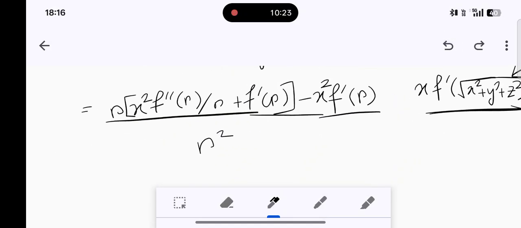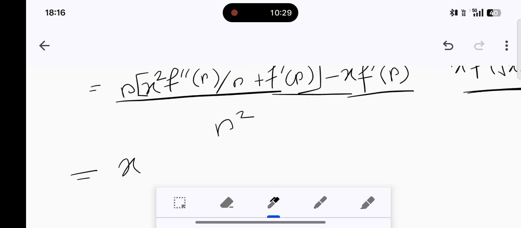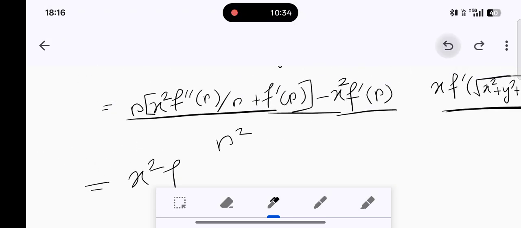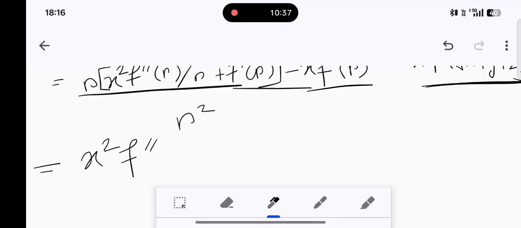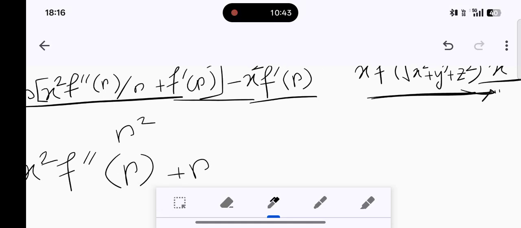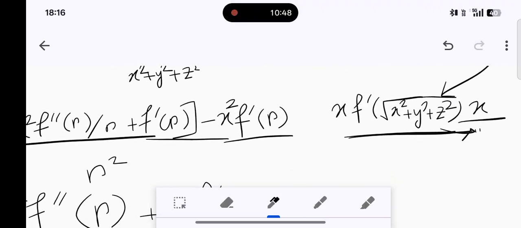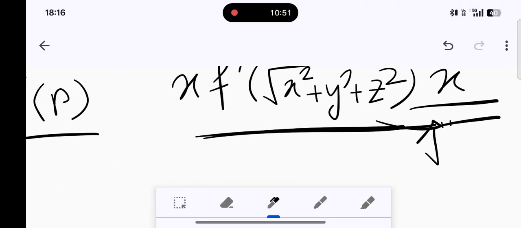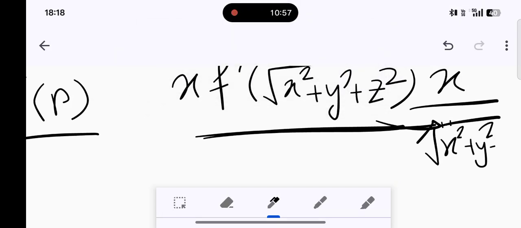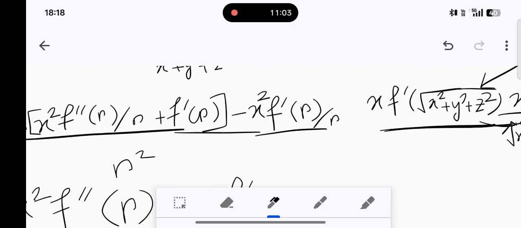Very nice. Now what will happen here, basically this will be x square into this r, and this r will be cancelled out when I am multiplying this r with the first quantity. So this will be x square into f double dash r. Plus this will be r into f dash, and this is x square plus y square plus z square, right? So this will be r, and we have to take the r here, right? Sorry for the mistake.